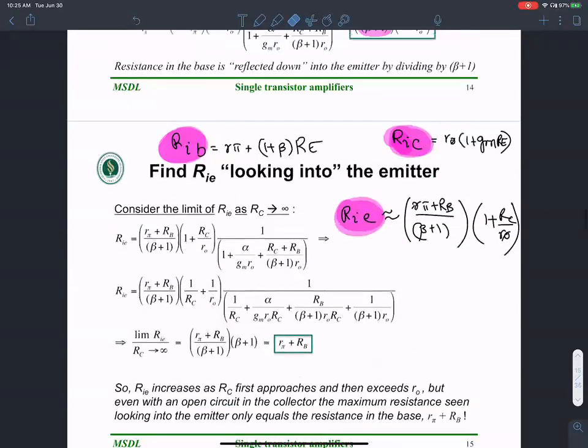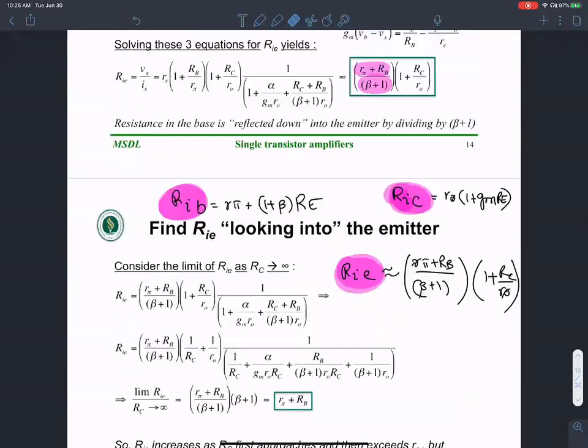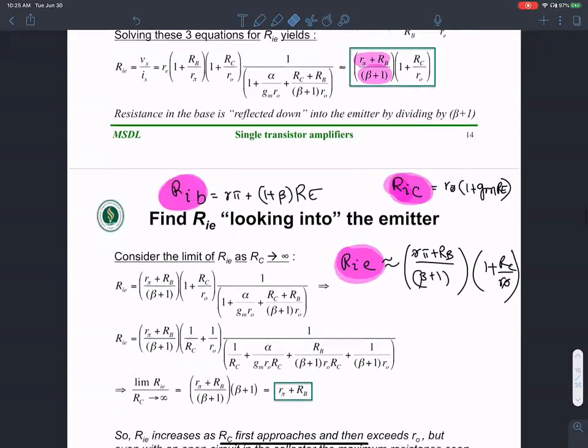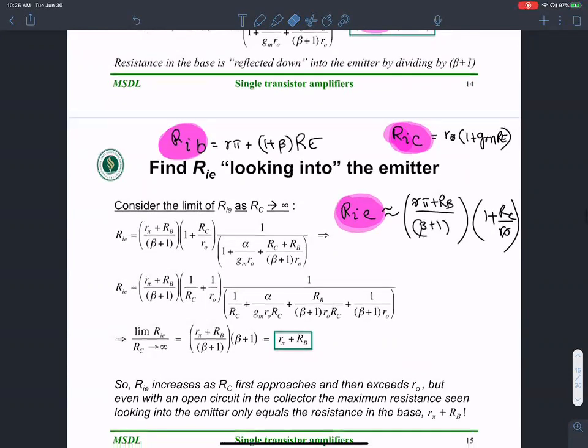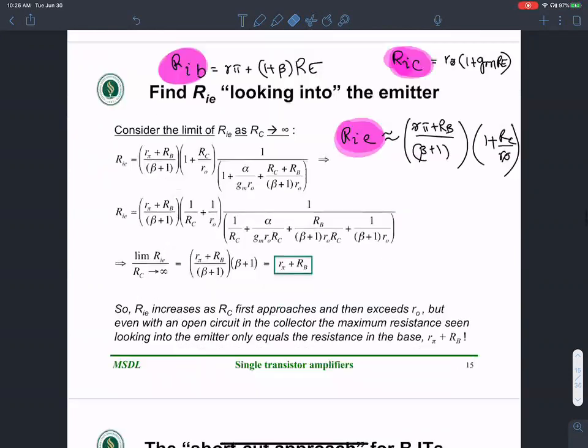Now, if you're looking into the emitter, you can approximate under certain conditions, when the RC is very large, this to be equal to R pi plus RB. But that's an approximation that you may not be using too often in the class, okay? But it's good if you know the limits. Okay, resistance looking into the emitter.